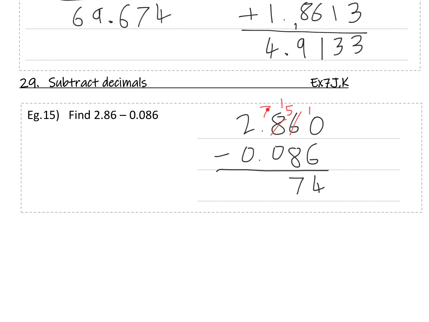In the tenths column now we have 7 take away 0, which is 7. Remember your decimal point. And then finally 2 take away 0 is simply 2.